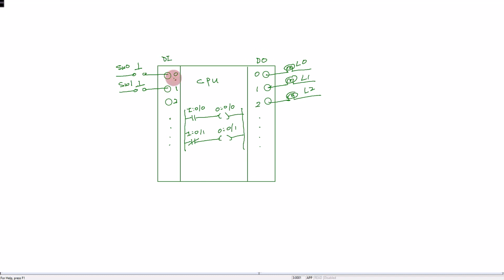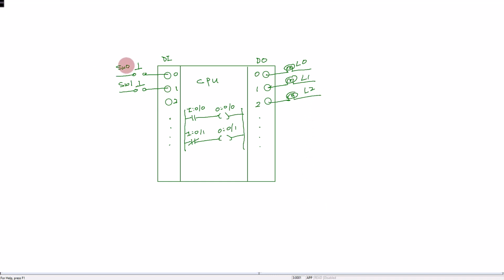So this digital input terminal point 0 is connected to external physical switch 0, which is a normally open switch. And similarly the digital input 1 is connected to the external physical switch 1, which is a normally open switch. As for the digital output terminal points 0, 1, 2, and so on, they are connected to the external load. In this case, it is lamp 0, lamp 1, lamp 2, etc.